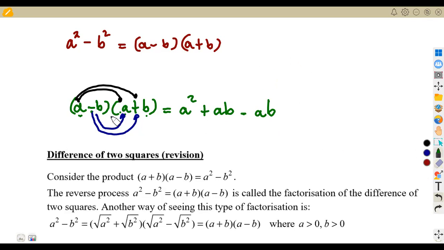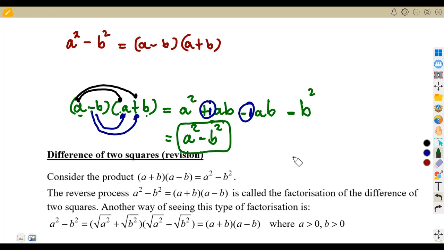Then we can multiply the last part, that is minus b and plus b at the end. It's a minus and a plus, which is going to give us a minus, and b times b is b squared. So that is going to give us minus b squared. If we consider the like terms, we've got plus 1ab and minus 1ab. Plus 1 minus 1 is going to give us 0. So at the end, we are going to remain with a squared minus b squared in this case. As you can see, we are getting back exactly the expression that we had before, a squared minus b squared.